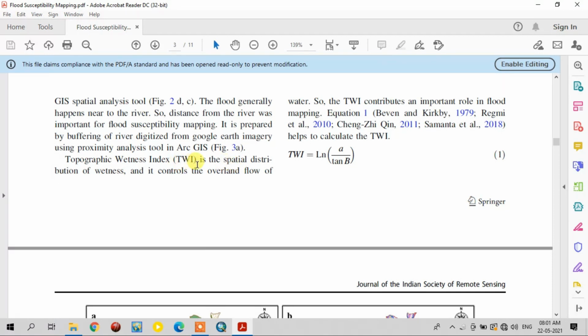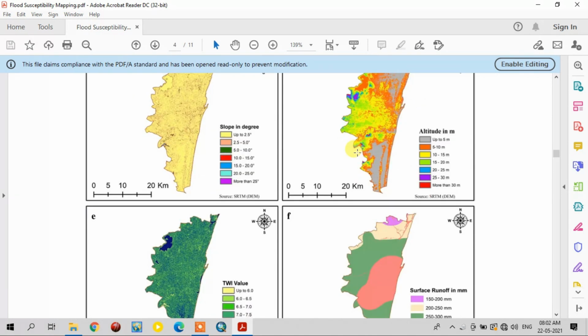See, the topographic wetness index is the spatial distribution of wetness, and it controls the overland flow of water. This topographic wetness index is calculated based on this formula: TWI = ln(A / tan B). This is the formula for a topographic wetness index.